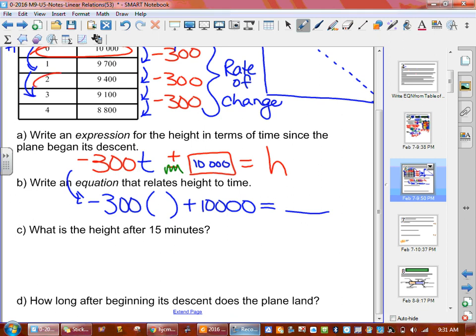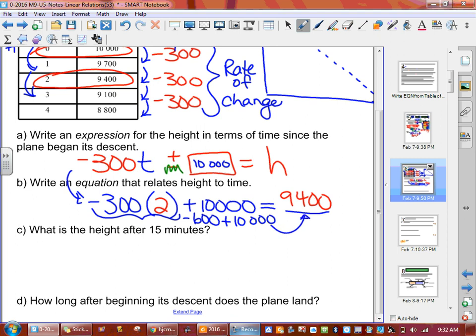So if I do order of operations, I need to multiply. What's 2 times negative 300? Negative 600. So I've got negative 600 plus 10,000. How big is that? 9,400. So the left side does equal the right side. So that means we have the proper equation. Okay? Now we can answer the following 2 questions.